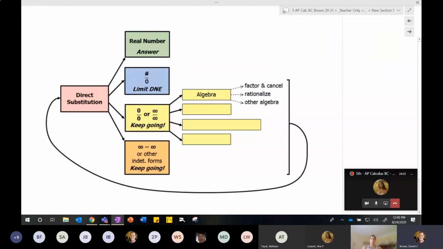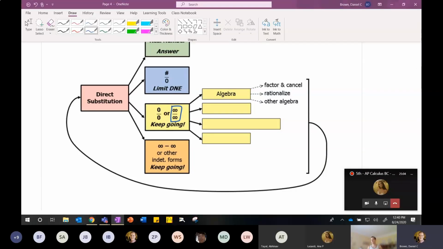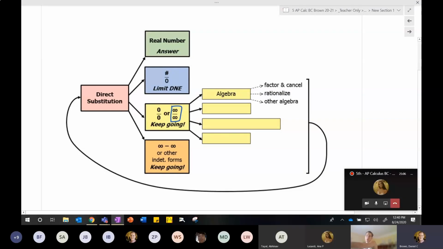I'm not really going to call this the formula or the steps, but it is a method. This was a flow chart we looked at last week. We saw that if we get a real number, that's our answer. If we get a number over 0, the limit is automatically d and e. If we get 0 over 0, which is one of our indeterminate cases, we have different types of algebra that we can try: factor and cancel, rationalizing, or some other algebra. Infinity over infinity is another indeterminate case.